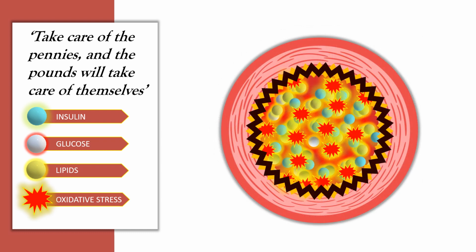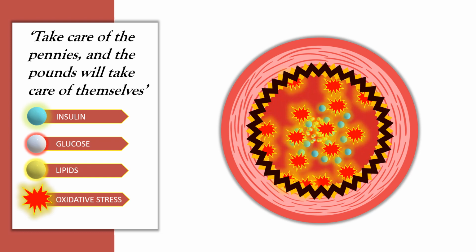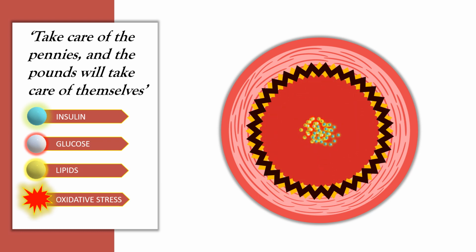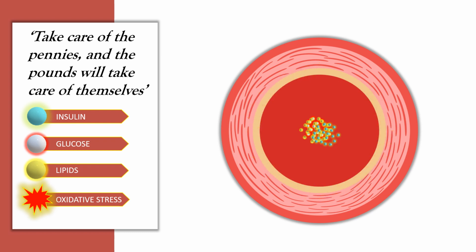And so if we take care of the pennies, if we get rid of the lipid and the glucose and the insulin, your body won't have to fire out all those oxygen-free radicals. And before you know it, we would end up with a better environment within the blood vessels. You can't fix what's gone wrong, but what you can do is stop it getting any worse.